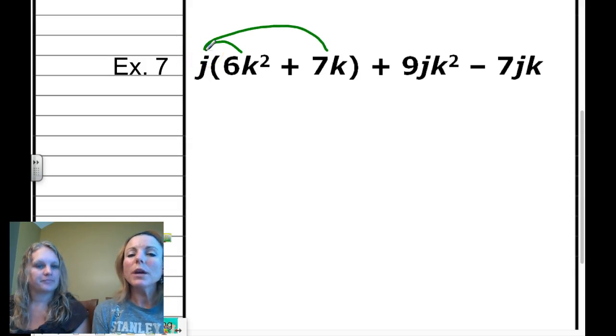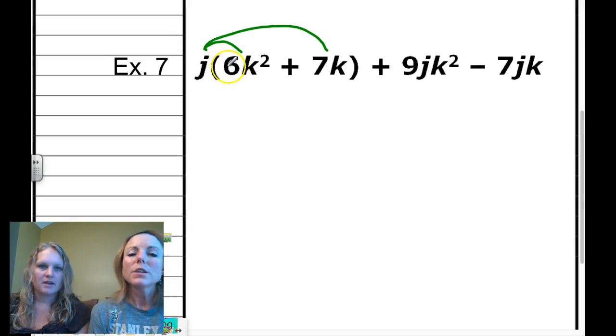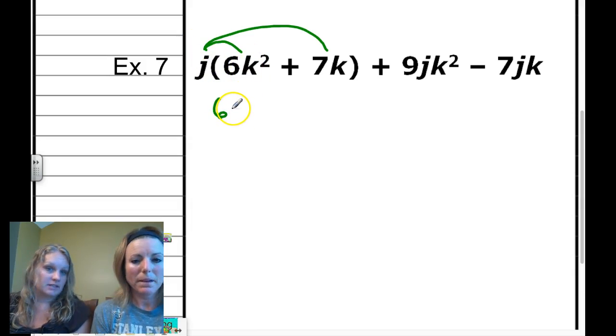The best way to take care of this, if you're unsure whether you should put the K before the J or the J before the K, is to always put them in alphabetical order. In this case, J is going to come first, before K. So we have our 6J, and we have J K squared.